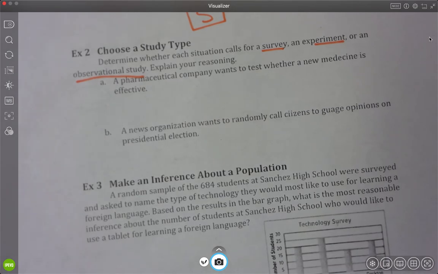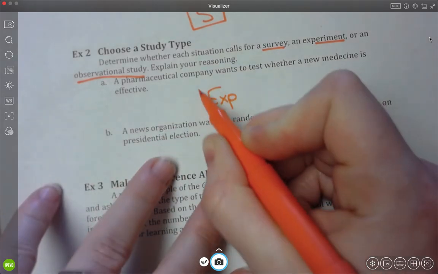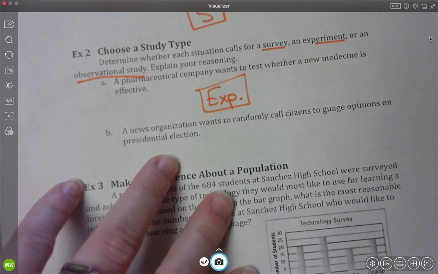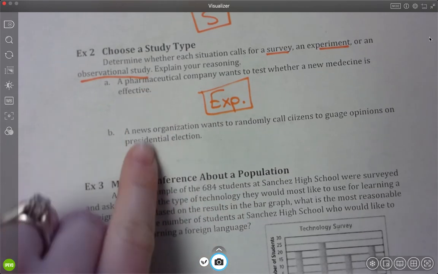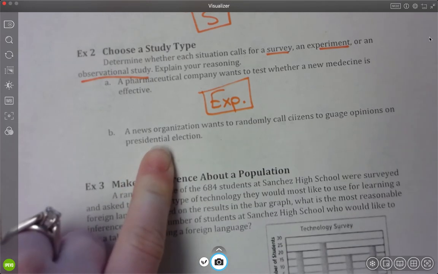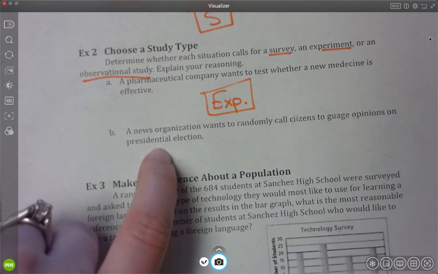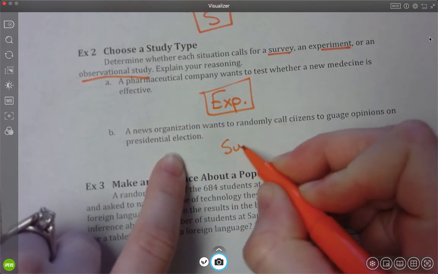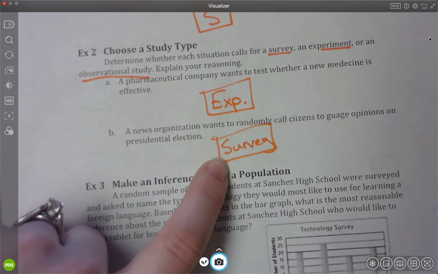So in this case, I would conduct an experiment where you give some people the medicine and some people don't. And that's probably the best way to do any pharmaceutical testing, okay? Next one, a news organization wants to randomly call citizens to gauge opinions on presidential elections, okay? In that case, we're probably going to do a survey. Since we're calling, that's going to be the best way to gauge opinions.